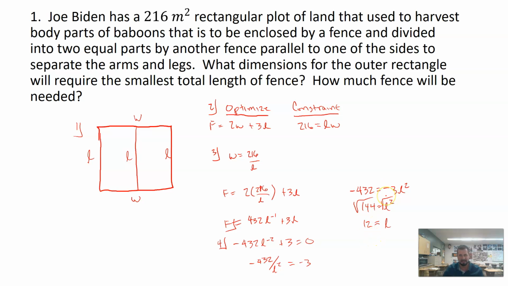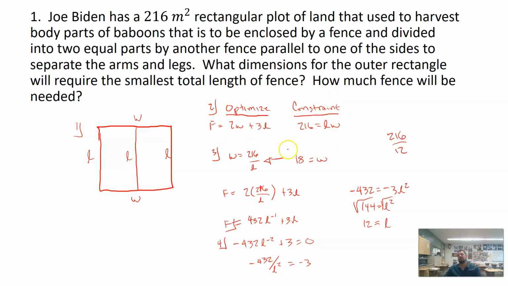Only the positive makes sense. So that's going to be the dimension, the length of my outer rectangle. I also need to know the width. So I go back to my constraint equation and plug 12 in. So 216 divided by 12. When I put that into my calculator, I get 18. So I can see that the width is going to be 18 when I plug that back in.